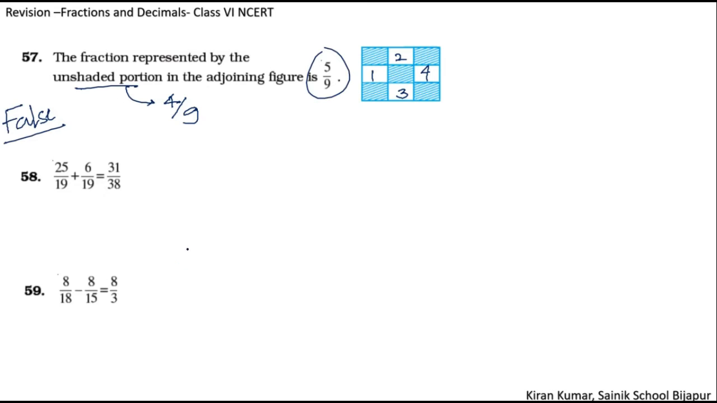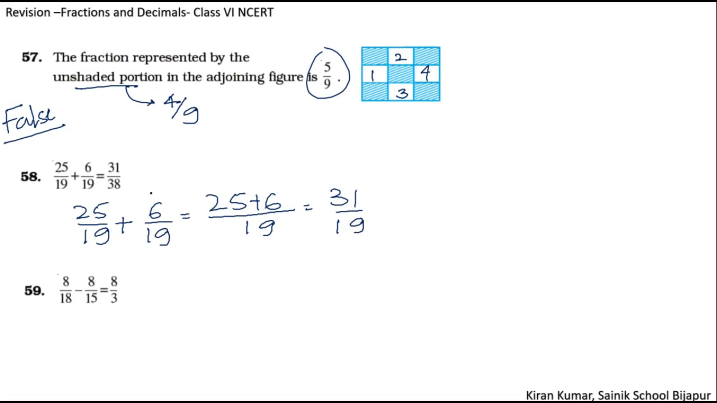In the next one, we have 25 by 19 to be added to 6 upon 19. Here 19 is the LCM. So 25 plus 6 will be 31 divided by 19, which is not equal to 31 by 38. Hence, the given statement is a false statement.